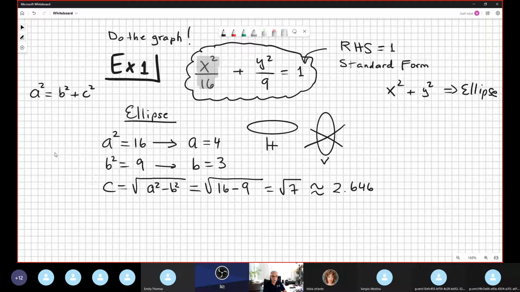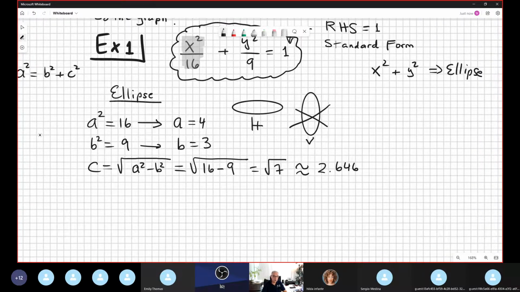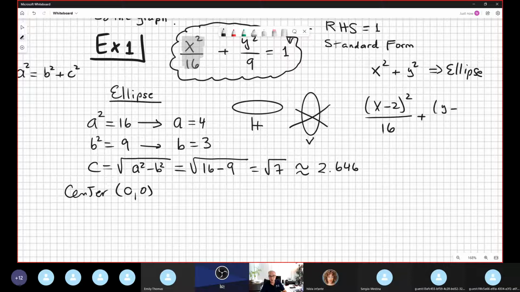One more important thing we need to know. We need to know the center. The center is obvious, que es located at the point 0,0. Why? Because I don't see any translation here, any shift. So you see x minus 2 squared something divided by 16 plus y minus 3 squared over 9 equal 1. So we have h and k. Pero no, we have no h, we have no k. Therefore, the center is located at the point 0,0. Now, with this information, are you ready?